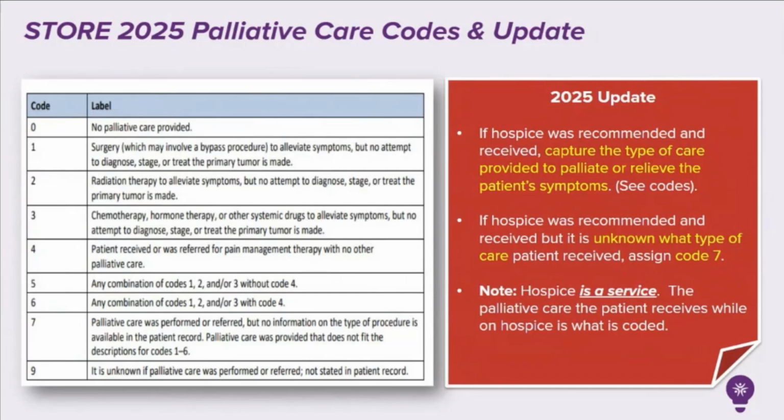Listed here are the 9 codes in STORE available for coding palliative care. Also note there was a 2025 update to STORE. If hospice was recommended and received, capture the type of care provided to palliate or relieve the patient's symptoms. If hospice was recommended and received, but it is unknown what type of care the patient received, assign code 7. Also note, hospice is a service. The palliative care the patient receives while on hospice is what is coded.